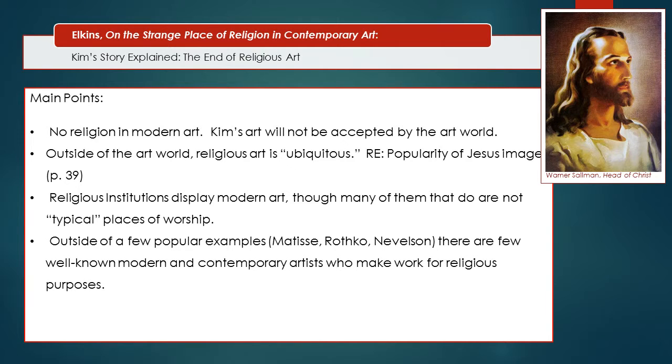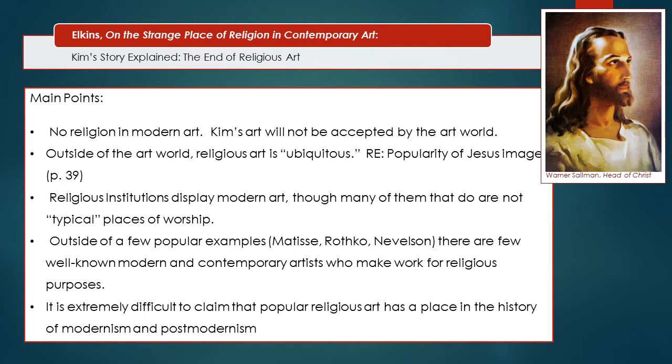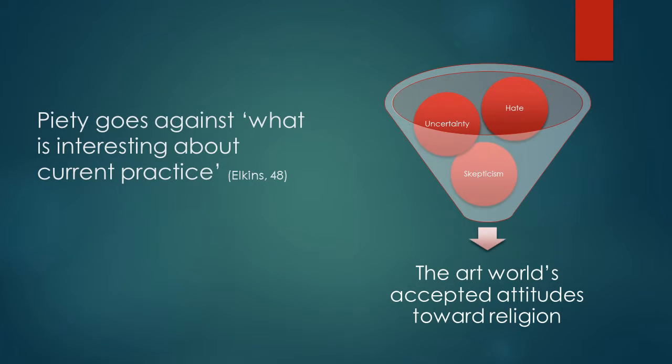Outside of a few popular examples, Matisse, Rothko, and Louise Nevelson, there are a few well-known modern and contemporary artists who will make work for religious purposes. It is extremely difficult to claim that popular religious art has a place in the history of modernism and postmodernism. Through his experience in jurying exhibitions such as Revelations: Artists Look at Religions, Elkins concludes that piety goes against what is interesting about the current practice of making art. That's why you see a lot of attitudes towards religion that are of hate, uncertainty, and skepticism in the art world.